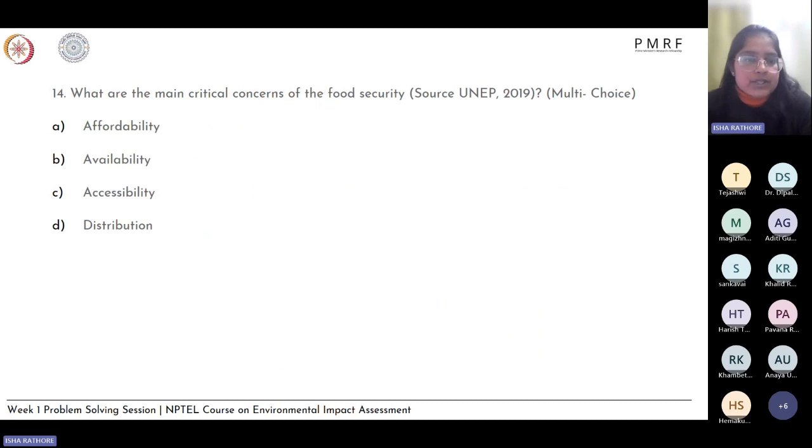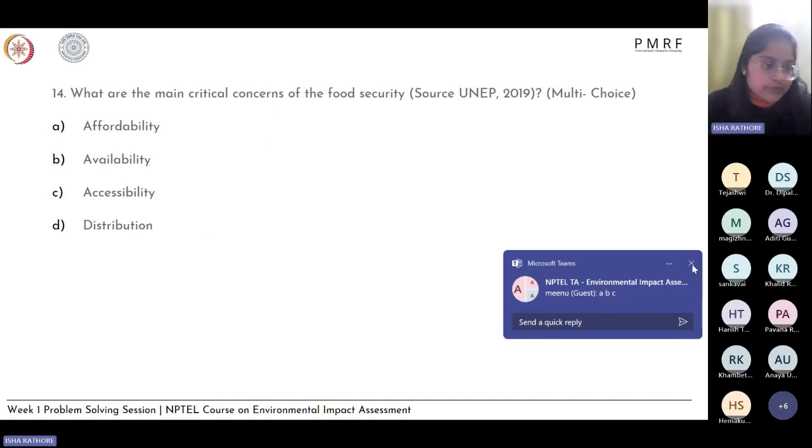Okay, so moving on to the next question, again a multiple choice question. What are the main critical concerns of food security as defined by the United Nations Environment Programme 2019? A, affordability, B, availability, C, accessibility, or D, distribution. Okay, we have A, B, and C. We have B and C in options.